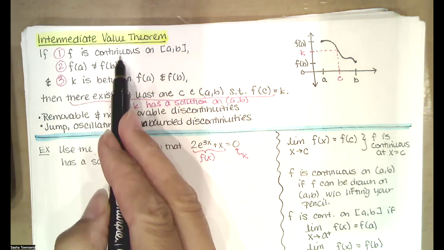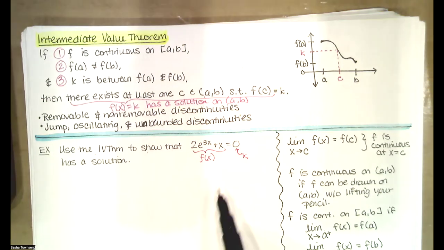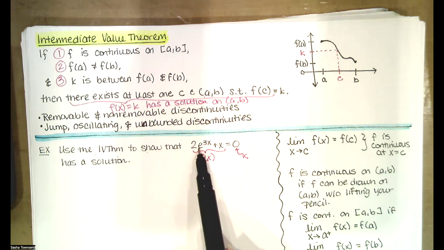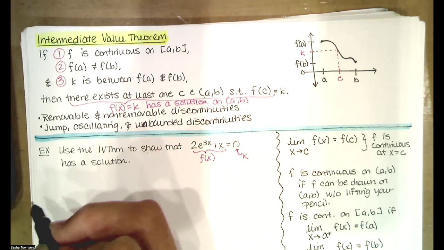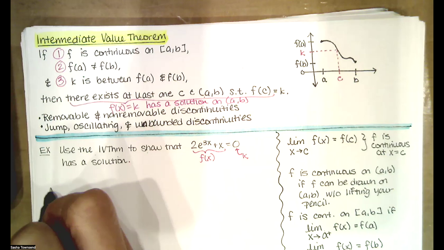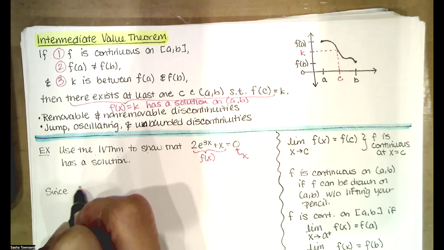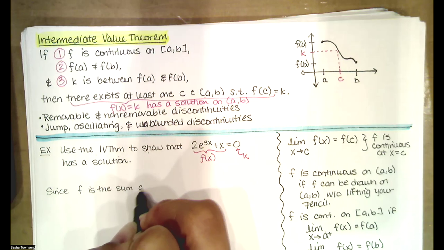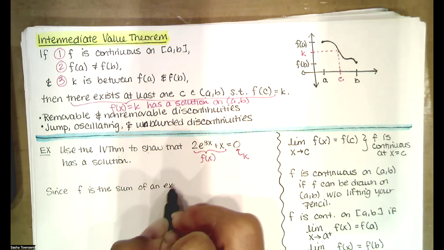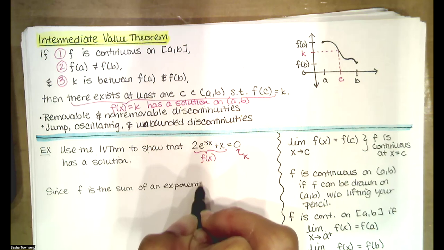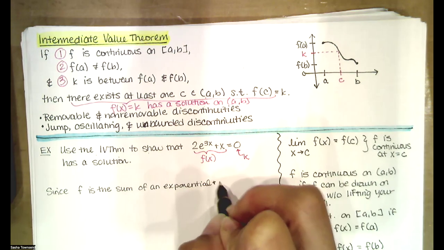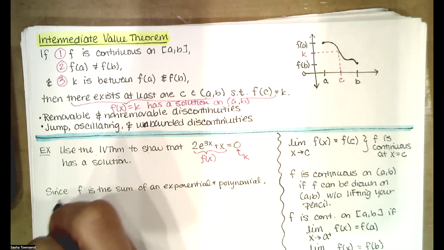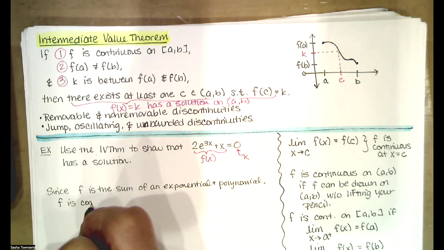Well, first I need to know that that function is continuous. Well, exponentials are continuous all the time, and linear functions are continuous all the time. So the sum is going to be continuous. So we'll just state that. So we'll say since f is the sum of an exponential and a polynomial, f is continuous on the entire real line.